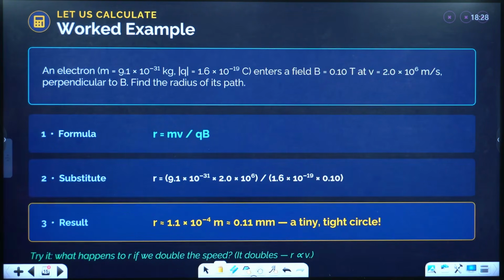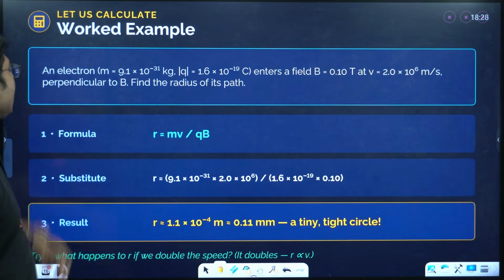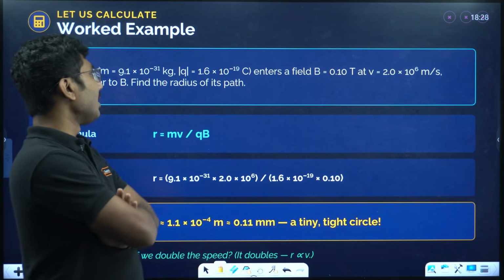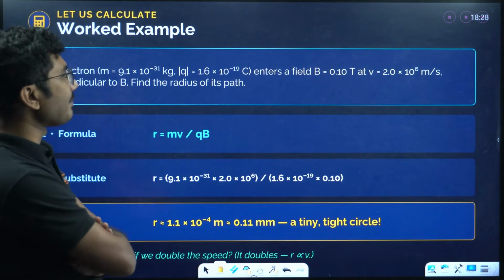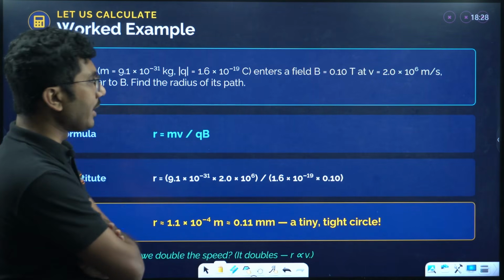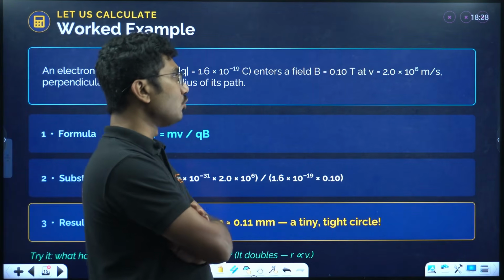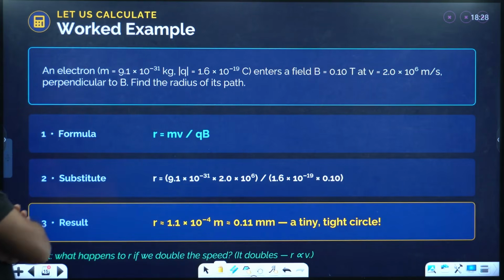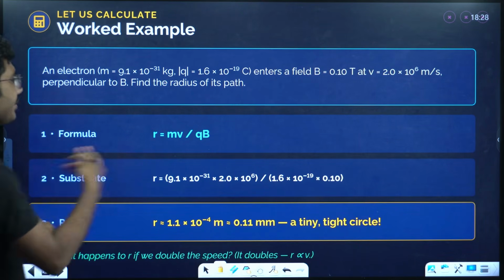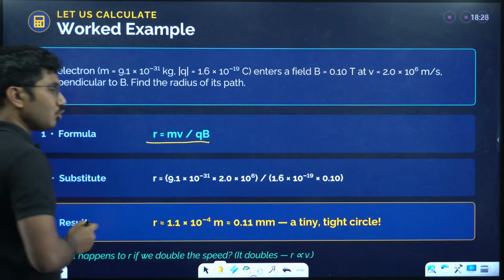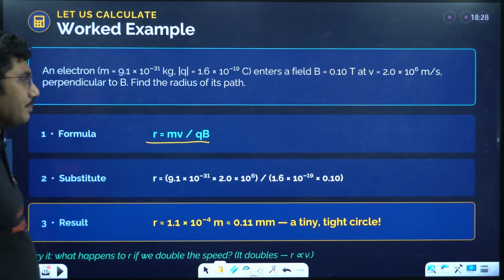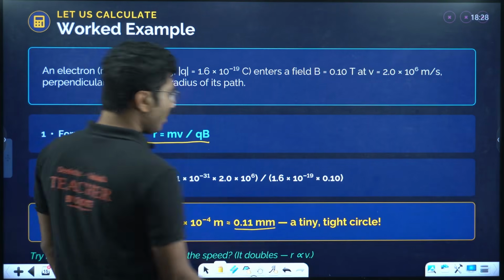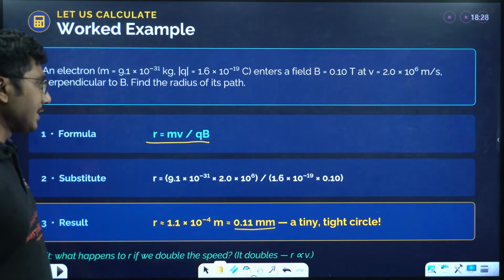Now let's see a few things. Worked example: an electron, mass is given, charge is given, enters a magnetic field B of 0.1 Tesla at V equal to 2.0 times 10 to the power of 6 meters per second, perpendicular to B. Find the radius of the path. So obviously radius is given by r equals mv by qB. Put the values and simplify. You will get the answer to be 0.11 millimeter, which is a tiny tight circle.